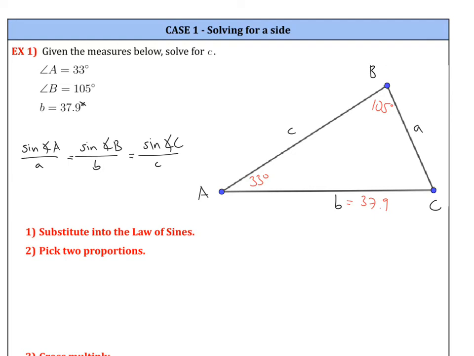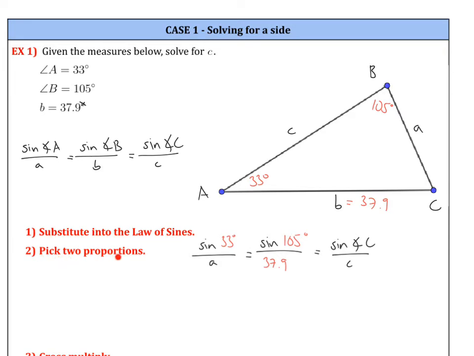Substituting in, we have sine of angle A. We know what that is: it is 33 degrees, divided by little a. Since I don't know what that is, I'll leave that little a there. This is equal to sine of angle B. We do know that one: 105 degrees, divided by little b, and we do know what that length is as well, 37 9/10. And this is equal to sine of angle C. We don't know what angle C is, divided by little c. Don't know that one either. Well, that's okay. That takes care of step 1, which is to substitute into the law of sines.